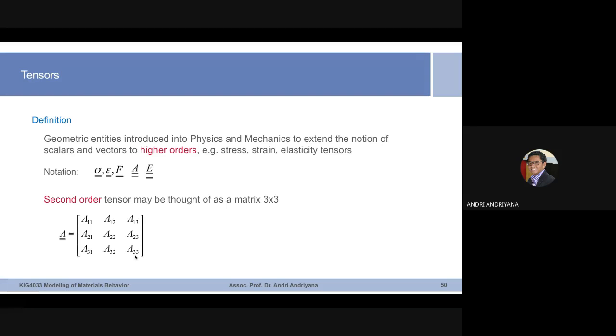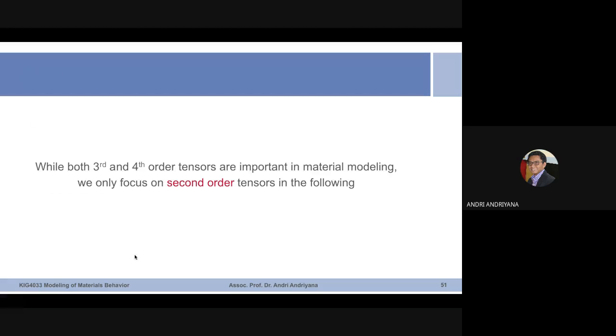So stress and strain are examples of quantities which can be described by a second order tensor. Again, I have to highlight that third and fourth order tensors are important in material modeling. But in this lecture, we are going to focus only on second order tensors, which means that we are only looking at the stress and strain tensors here, which we can imagine as a 3 by 3 matrix. Again, if you have any questions, you can always interrupt me and ask directly, or you can type in the chat box, okay?